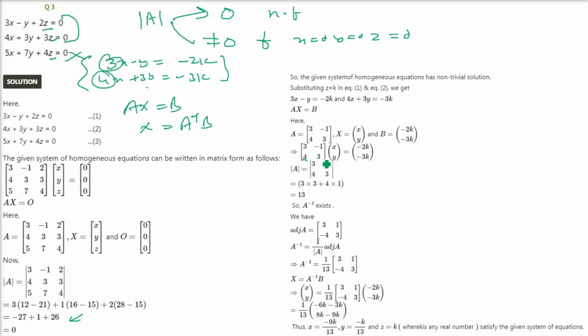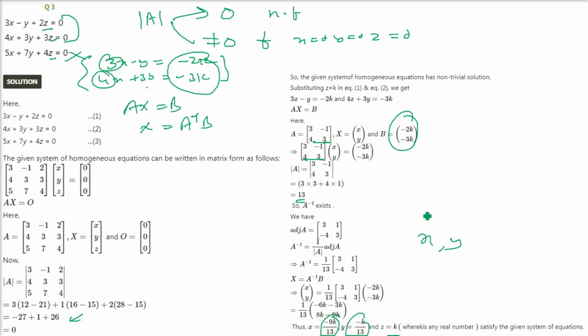So X is equal to A inverse B. A inverse will be the inverse of the matrix 3, 4, minus 1, 3. And then you have to multiply the inverse by minus 2k and minus 3k, which is the constant in this case. And once you multiply this, what do you get? You get the value of x and y. That is going to come in terms of k, because you have already assumed z equals k.